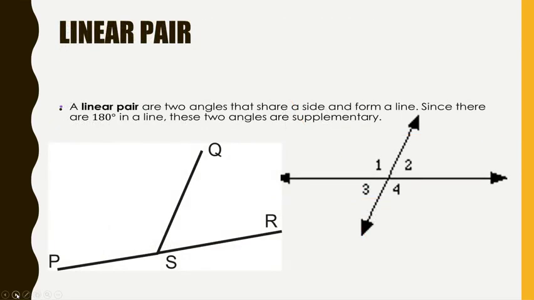All right. Okay, next one we have linear pair. A linear pair are two angles that share a side and form a line. Since there is 180 degrees in a line, these two angles are supplementary. So we have angle QSR right here. This is an acute angle, less than 90. Then we've got angle PSQ.